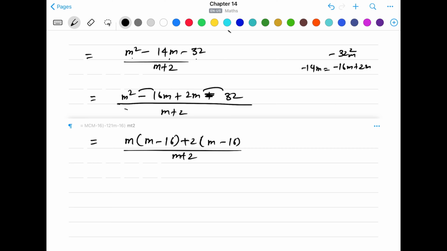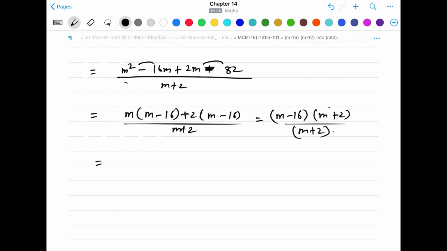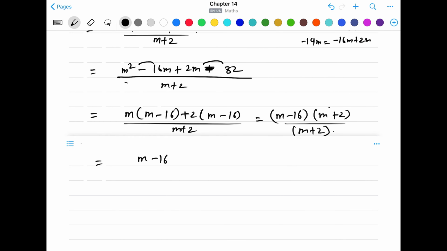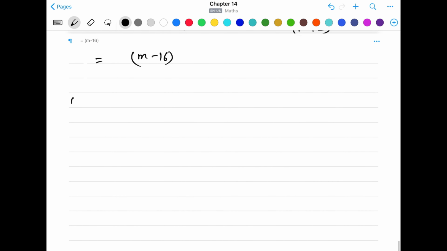Okay, this will give us, taking m minus 16 common in the numerator, we're left with m minus 16 taken common, and we get m plus 2 in the second bracket. Okay, so we have m plus 2 in the denominator also. Now this m plus 2 and m plus 2 will be cancelled out, so we're left with only m minus 16. Okay, so that's the answer for the second part. Let's see the third part now.